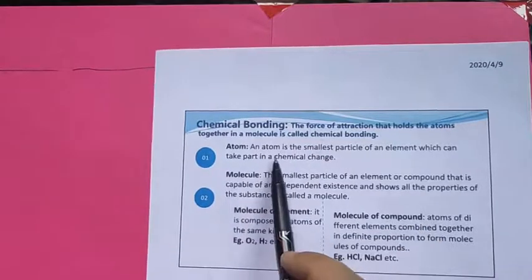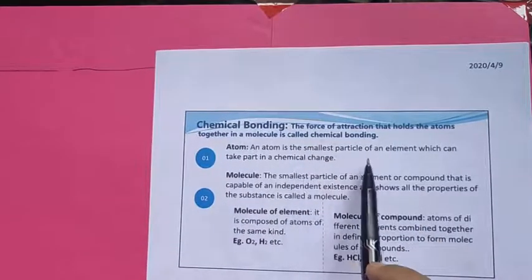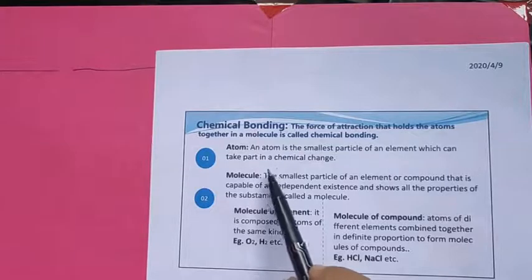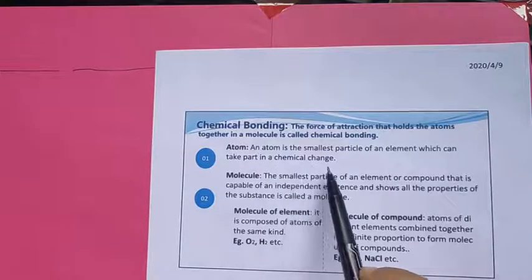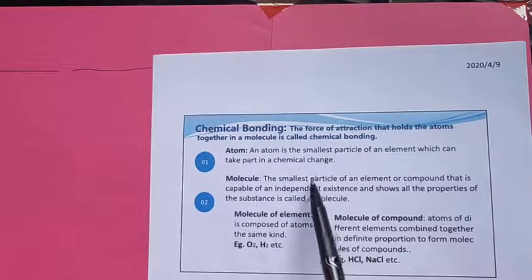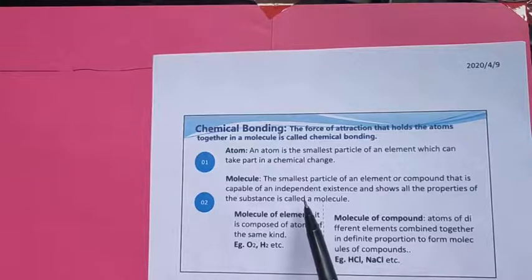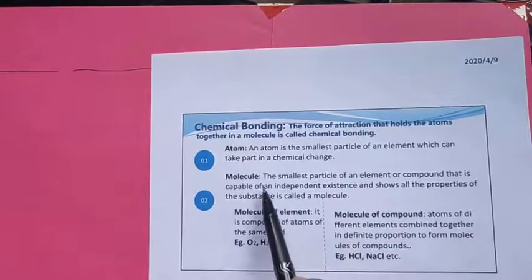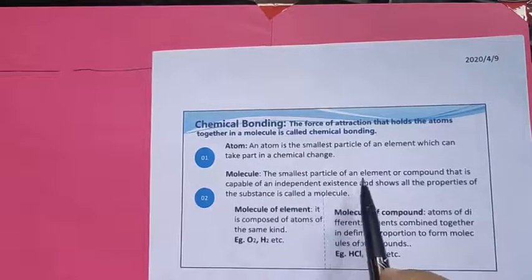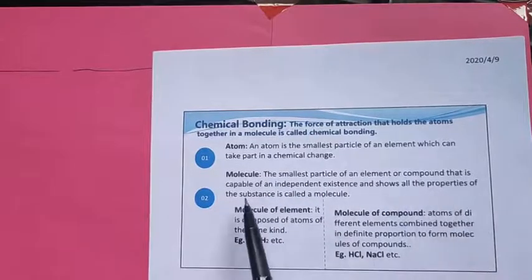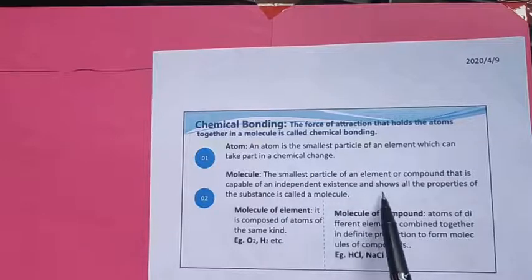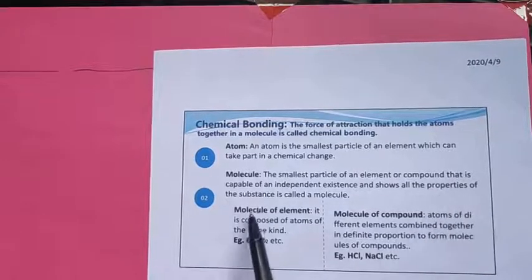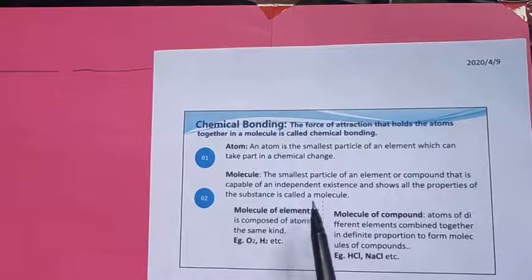Then what is an atom? An atom is the smallest particle of an element which can take part in a chemical change. We have already discussed these definitions in lower class, so let us shorten these things. And next, molecule: the smallest particle of an element or compound that is capable of an independent existence and shows all the properties of the substance is called a molecule.